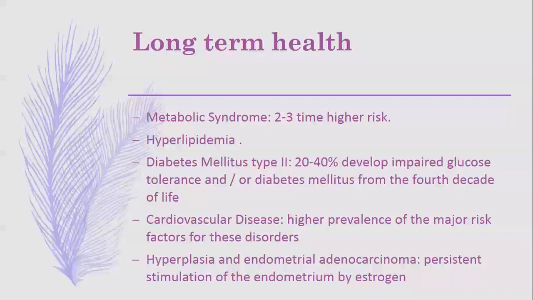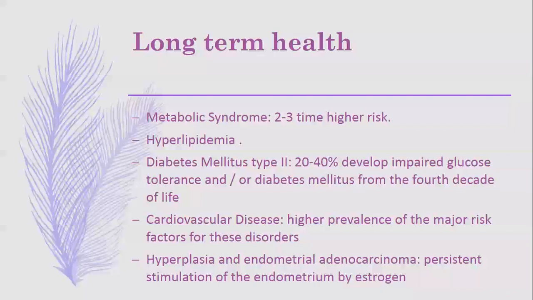If the patient has metabolic syndrome, she will have a 2 to 3 times higher risk. She may have hyperlipidemia and diabetes mellitus, and type 2 diabetes will occur in 20 to 40%. She will develop impaired glucose tolerance and or diabetes mellitus from the 4th decade of life. A patient who initially only has infertility will in her later life develop diabetes or cardiovascular disease, because there is a higher prevalence of the major risk factors for this disorder.